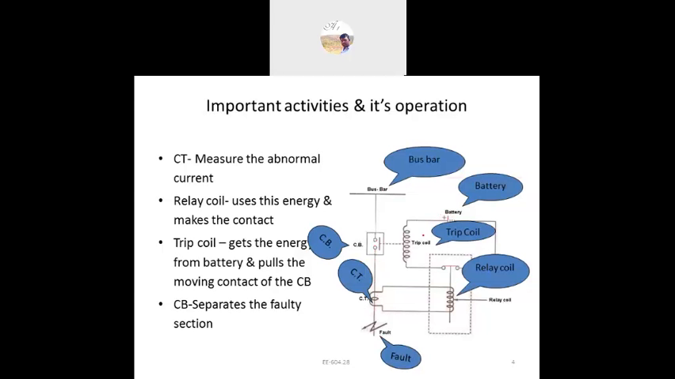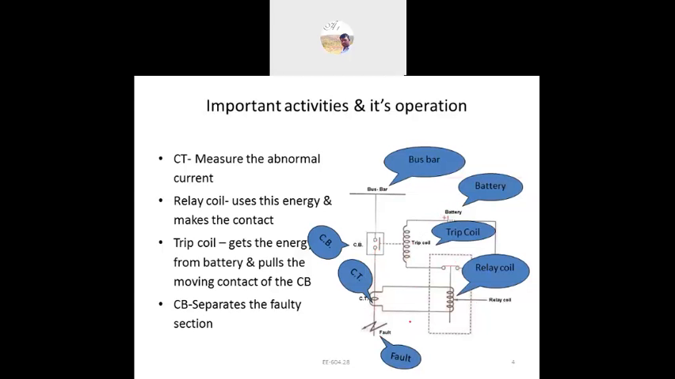The CT is directly connected to the relay coil, and here is the trip circuit. This is the relay trip coil. Here is the battery; a battery source is required, a DC source, to operate the circuit breaker. To operate the circuit breaker we need energy, so that DC source is connected.